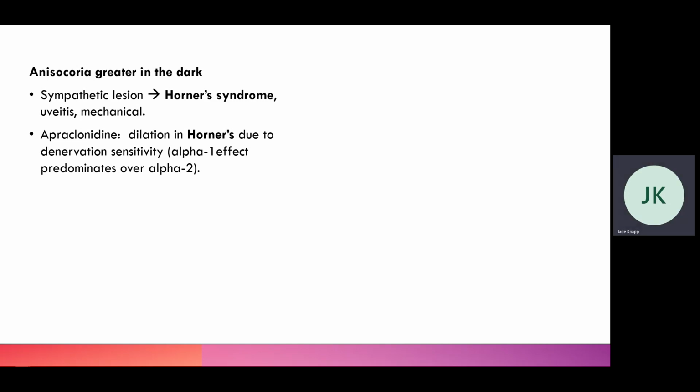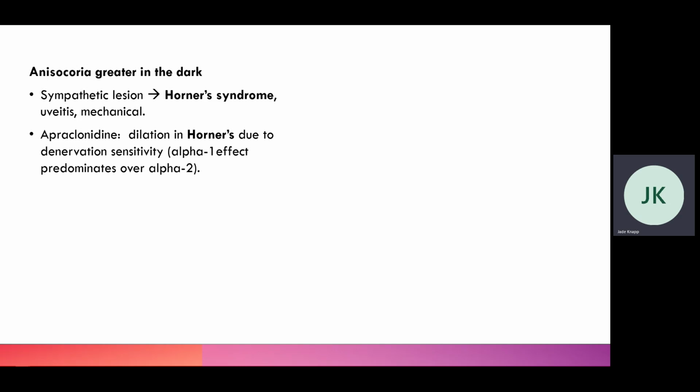Apraclonidine is a drop that we use to treat high intraocular pressure, okay? And it's an adrenergic drop. It's what we call an alpha agonist. So it's meant to stimulate sympathetic receptors. It does stimulate sympathetic receptors. Now, under normal conditions, that doesn't really affect the pupil, right?